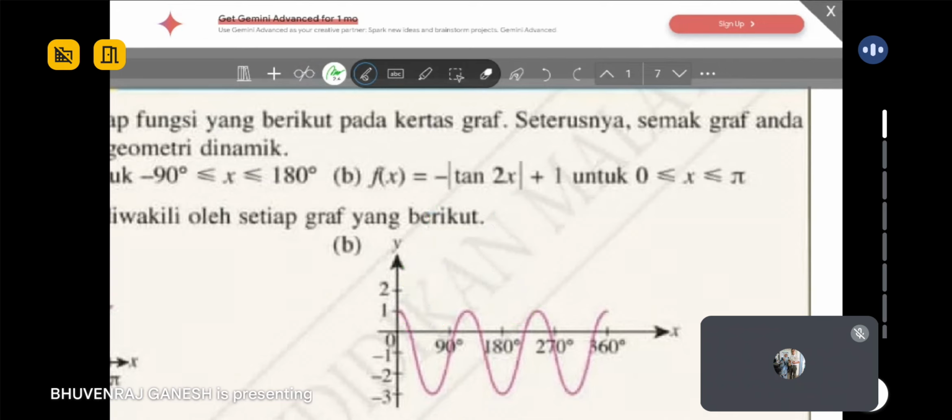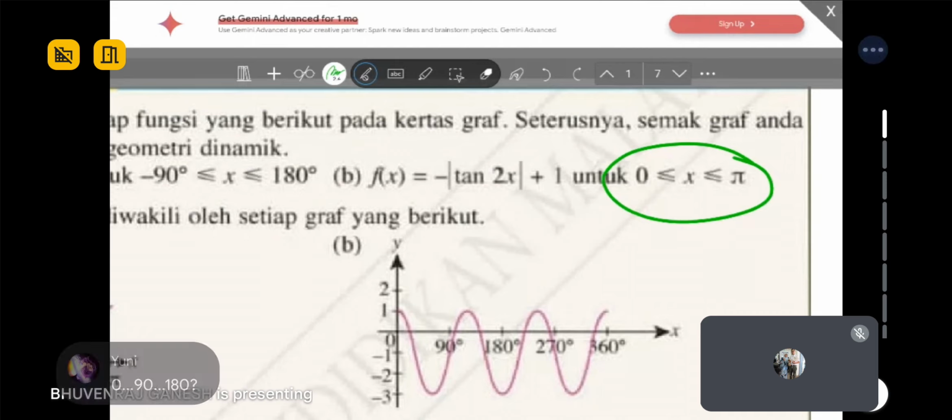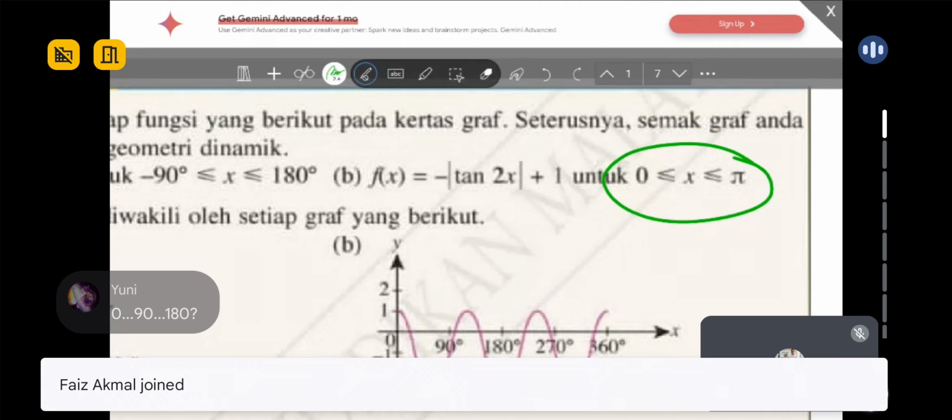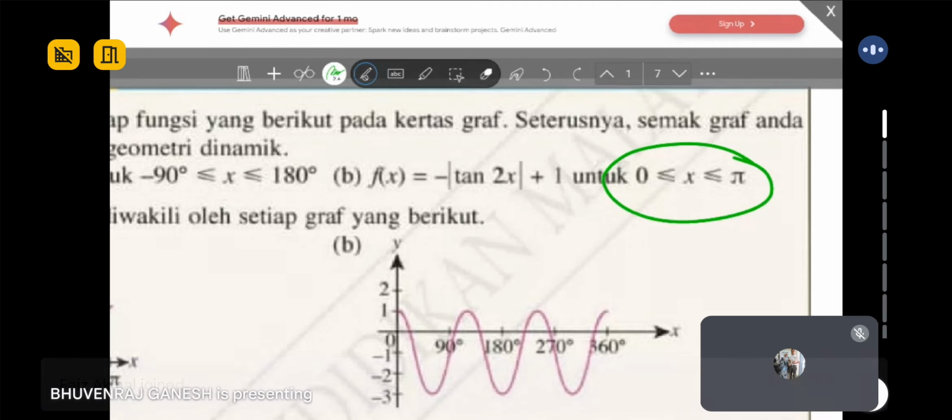So can anyone tell me, for this range, what is your x value you will plot? Kamu akan guna nilai x apa kat sini? Cuba bagi tahu saya. Skala kamu. What is your scale you want to use? So you must think and see lah. 0, 90, 180, yes? Correct? No problem. Boleh. Okay, kamu boleh guna skala macam ni. Senang. Okay, so this one is a tangent graph.